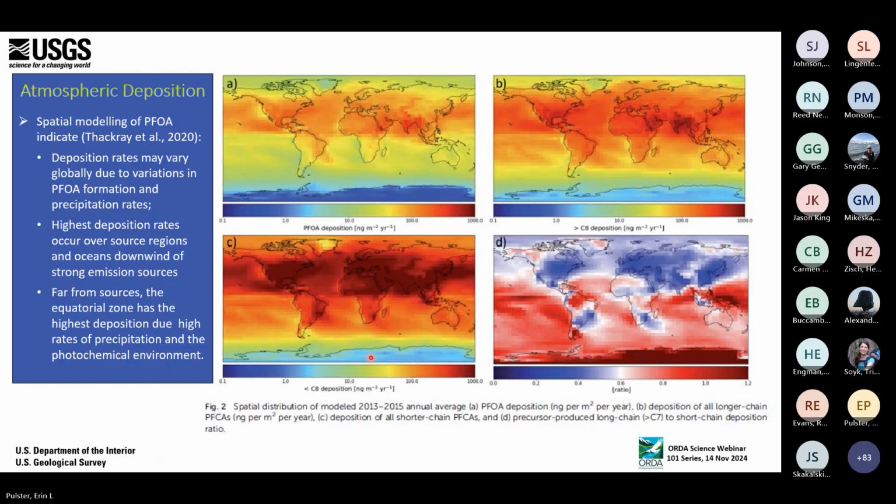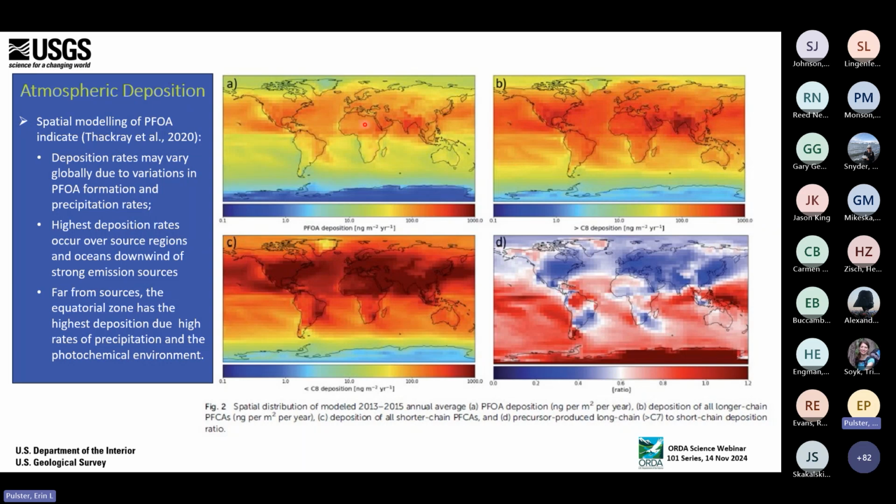4 global heat map type images. Spatial modeling of PFOA, Thackeray et al., 2020. Oops, this was a duplicate, but here is an image of some modeling that Thackeray et al. had done of PFOA in the atmosphere. And basically this graph here, A, is PFOA deposition across the globe. And what you'll notice is some of the highest concentrations are along the mid-latitude. These are PFAS with chain lengths greater than PFOA, so greater than 8 carbon chain lengths. And again, you can see sort of a pattern here.